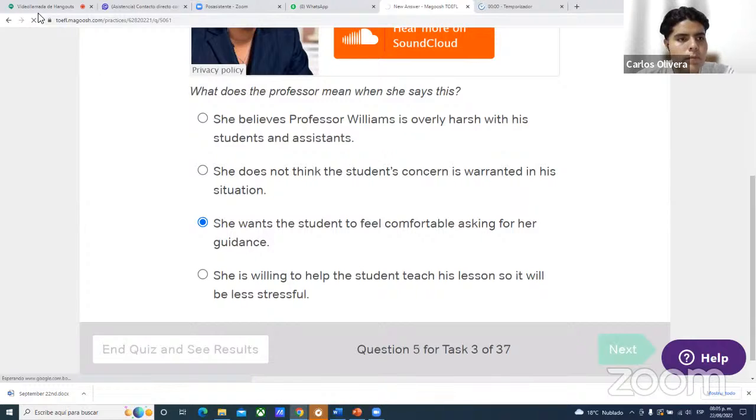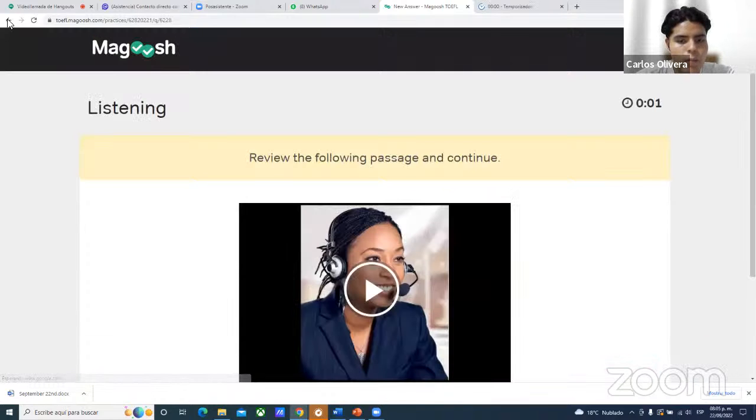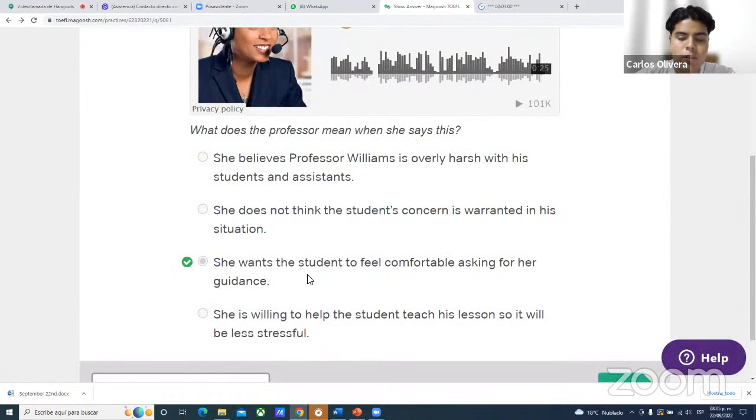Okay, so let's see what we did and if we did it correctly. Yes, fantastic. This was the correct answer. As I told you, she wants the student to feel comfortable asking for her guidance. Why? Because she says, don't worry, I know what it feels like, I know that this could be difficult. Don't worry. She's basically expressing to him that he should be comfortable because this is something normal that apparently she also experienced at some point in her life.